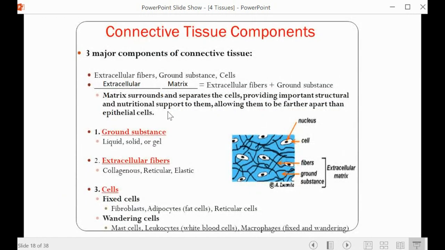So let's talk about these three connective tissue components. Okay, so we have to have ground substance. Now this ground substance, it can be a liquid, a solid, or a gel. Okay, we also have to have extracellular fibers, so we can have collagenous fibers. Collagenous fibers would be like that word collagen, if you've heard of that. Okay, reticular means net-like, and then elastic.